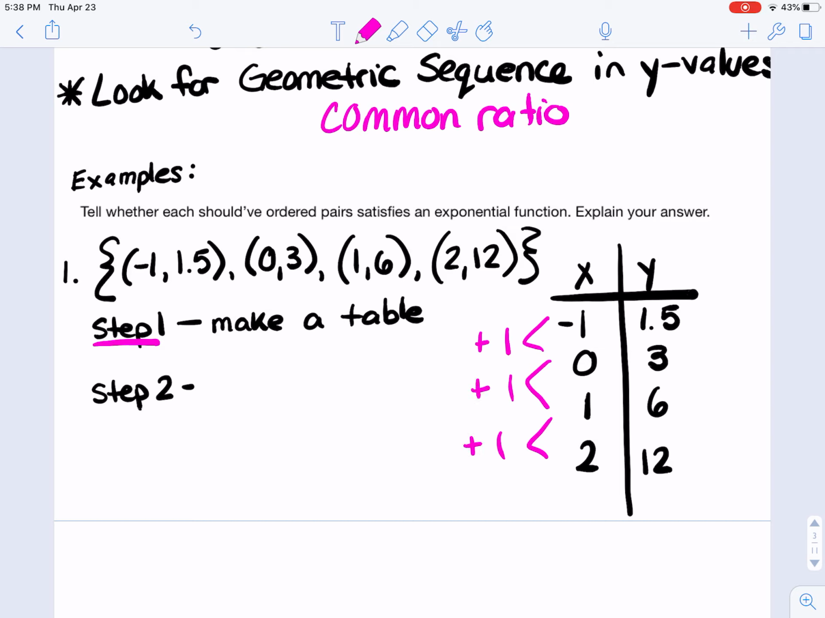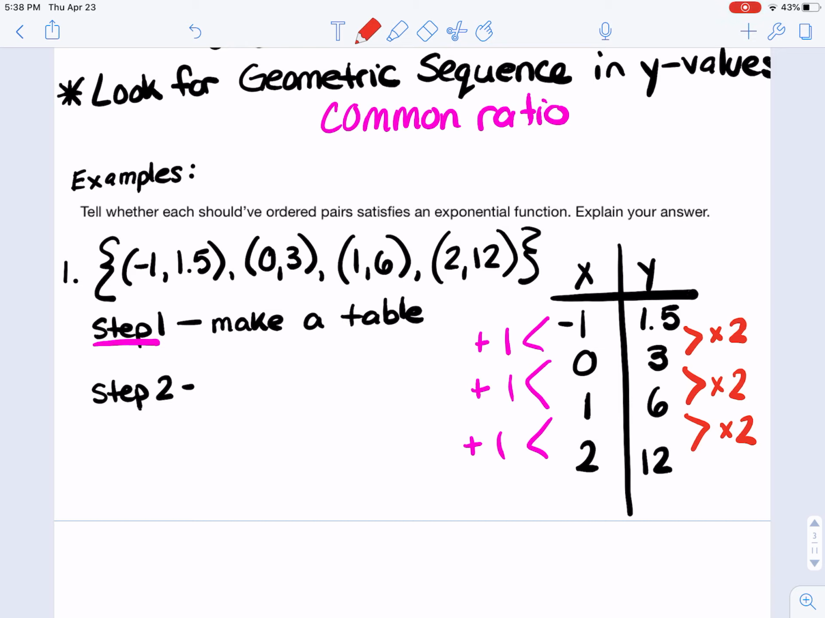Okay, on the y values over here, we need to see what they are being compared by, or how they get from one to the next. Again, it's multiplication that you want to look for. You're not looking at what the differences are. So here I have 1.5 to 3. That means I'm going to multiply by 2. Next one, 3 to 6 is multiplying by 2, and 6 to 12 is multiplying by 2.